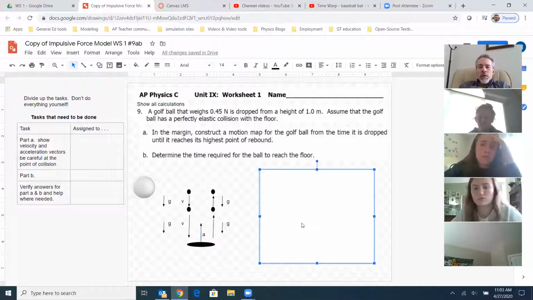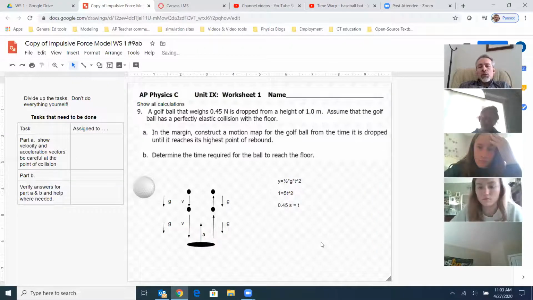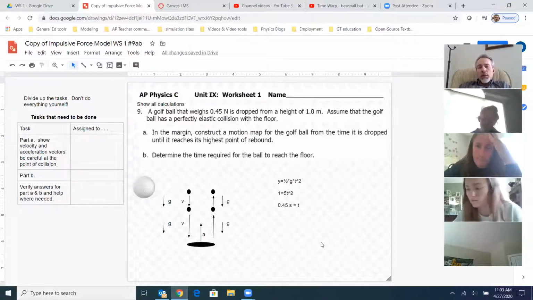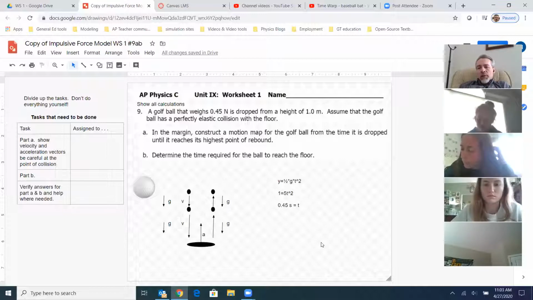0.447 seconds. Yeah, that's what I got too. I used d equals v_i t plus 1/2 a t squared, and I got about 0.45 seconds. Okay, any questions on that? Give me a thumbs up if you get that, no problem.